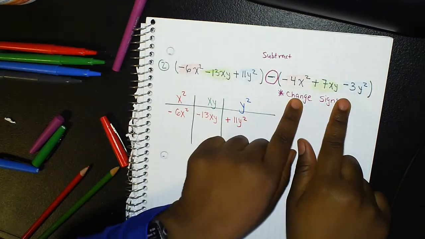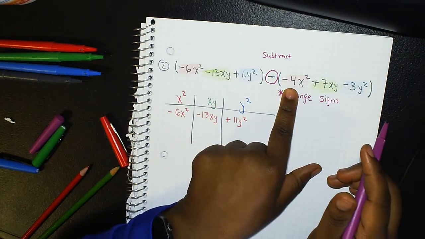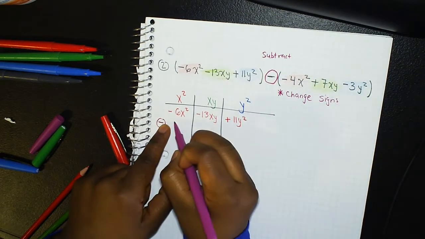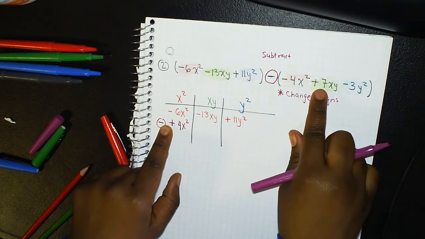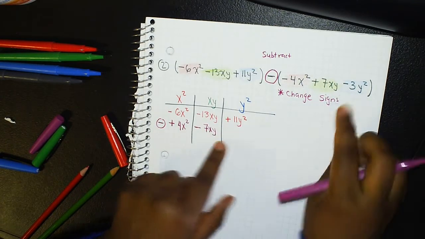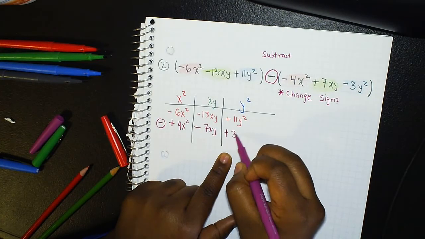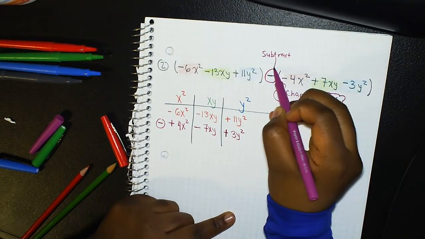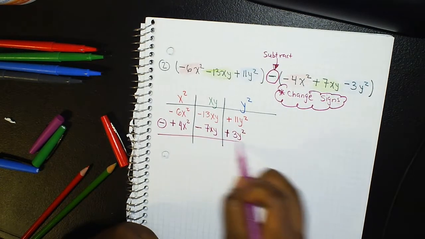Now it's the second one. Now the second one, we have to remember to change the signs. Whenever I have minus, I have to change my sign. So this is going to be plus 4x squared. And this would be minus 7xy. And this one would be plus 3y squared. Okay, so this is a very important step for subtraction. Only when you subtract, you got to change the signs.